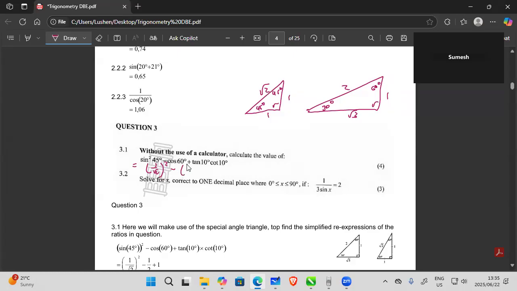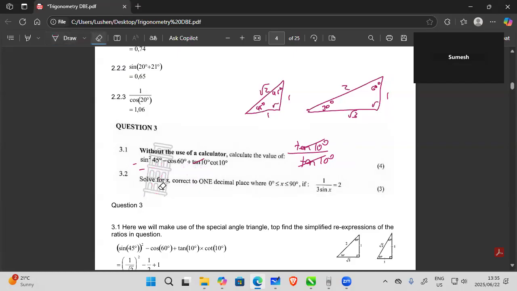Sine squared of 45 degrees will be 1 over root 2 squared, minus cos of 60 degrees, which is adjacent over the hypotenuse, which is half, plus tan of 10 degrees multiplied by cot of 10 degrees, which is tan of 10 degrees over tan of 10 degrees, because cot is 1 over tan. So that will simplify down to 1. Right, so now we have half minus half plus 1. Half minus half is 0, plus 1, the answer is 1. So that's how we get that answer there.